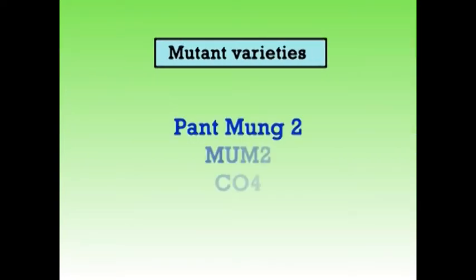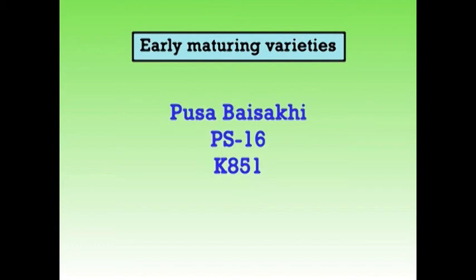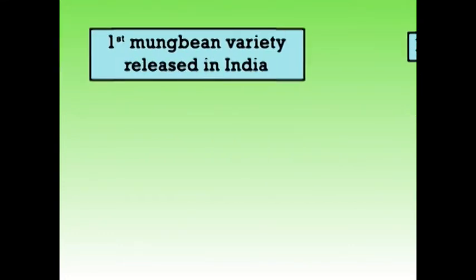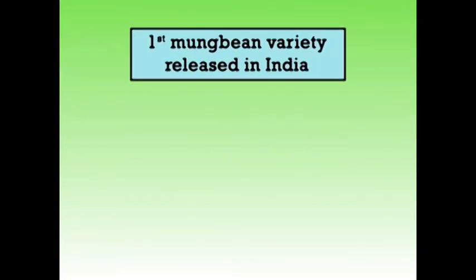Pant Mung 2, MUM2, CO4 are popular mutant varieties. And as an early maturing crop, Pusa Vaisakhi, PS16, K851 can be raised. The first Mungbean variety released in India is Dulia. It was released in the year 1980.